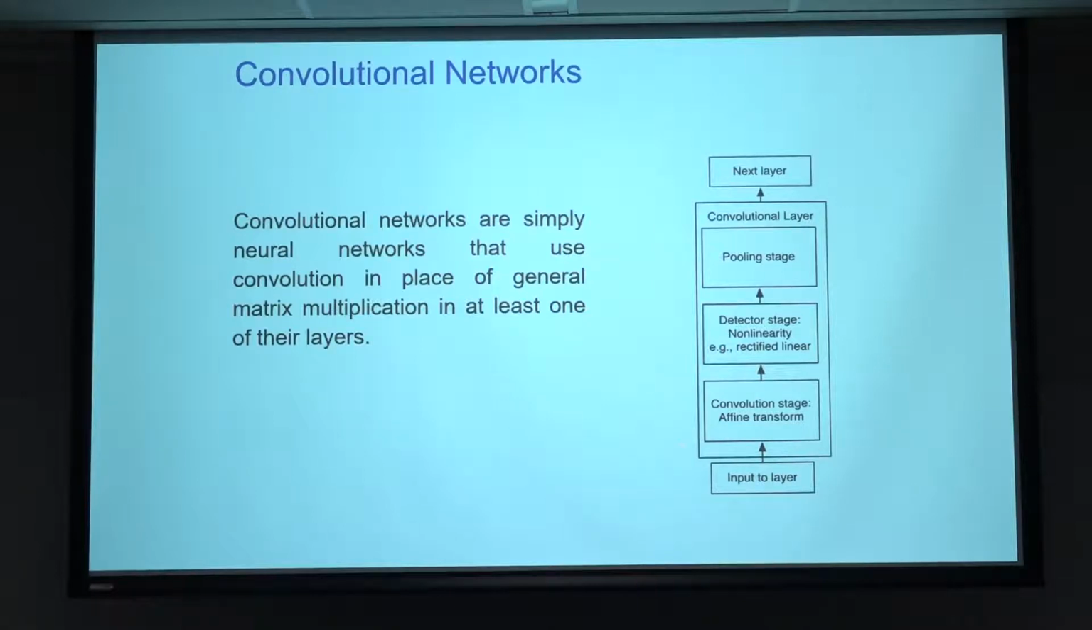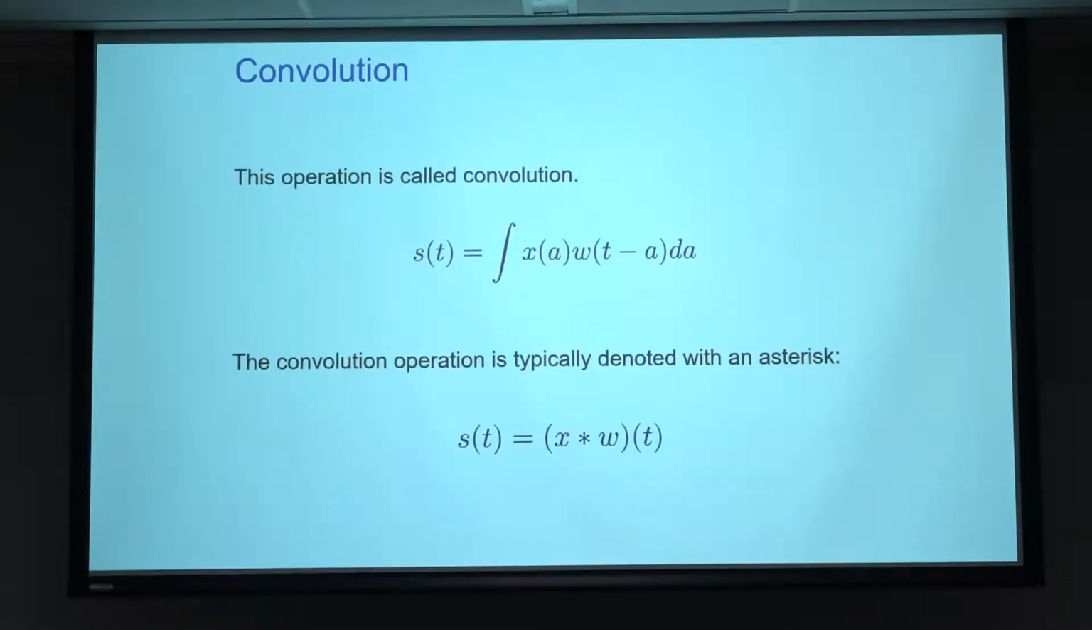Okay, the first step in a convolutional layer is the convolutional stage. So we are convolving the input with another signal. I'm sure you are familiar with the concept of convolution. This is the definition of convolution. If you have two signals, you can convolve these two signals, and this is the definition of convolution.